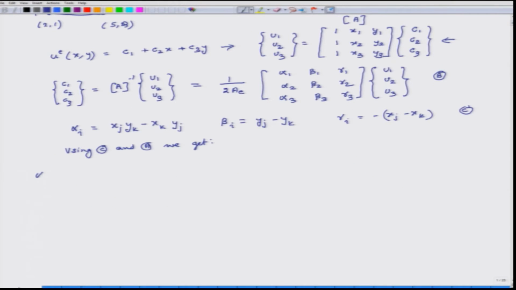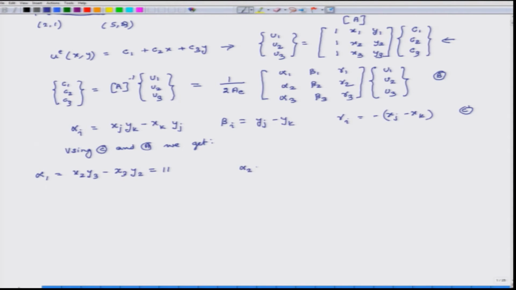So, alpha 1: I equals 1, then j will be 2 and k will be 3. So, alpha 1 equals x2 y3 minus x3 y2, and that equals 11.